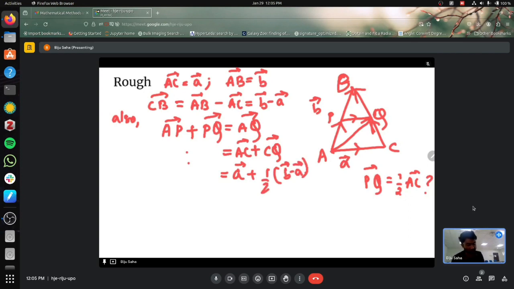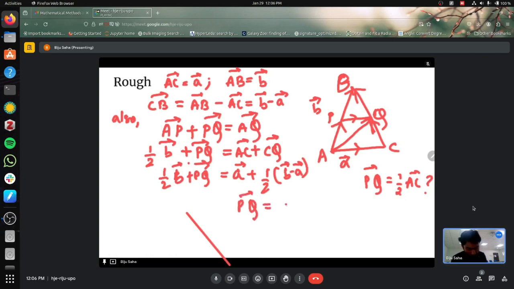So that was the thing with the right hand side. Now let us focus on the left hand side. AP is half of AB vector, so half of B, plus PQ, which is something we don't know. From this particular step we can easily write that PQ is equal to A vector by 2, because this cancels with this, and PQ is equal to A minus half of A, which is half of A.